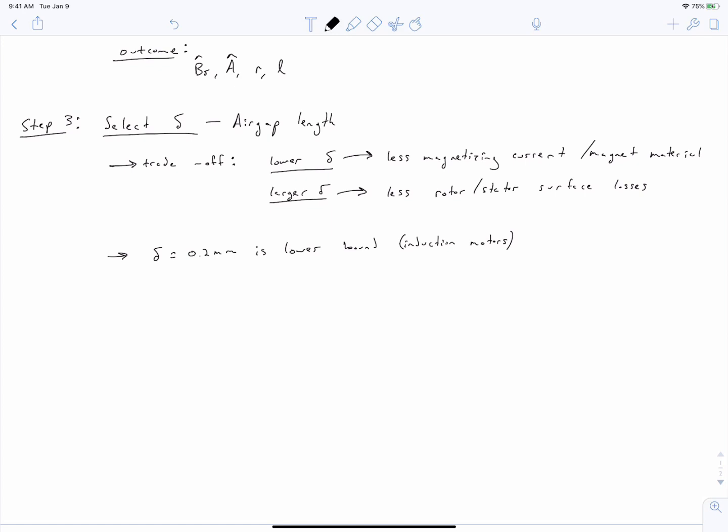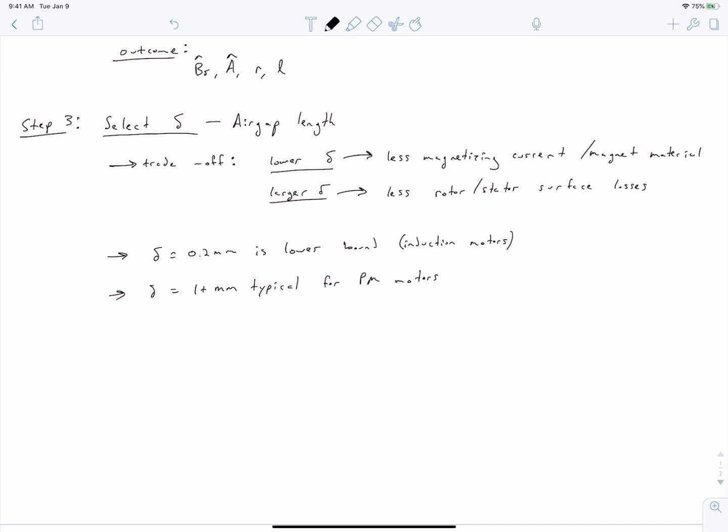It's hard to go below 0.2 millimeters for mechanical reasons. It's hard to keep your rotor sufficiently centered. And this lower bound of air gap lengths is typically what's used in induction motors, where the magnetizing current is a critical decision. If you increase your air gap substantially above this, your induction motor requires a very large magnetizing current. For permanent magnet motors or synchronous motors, an air gap length of 1 millimeter or more is typical.